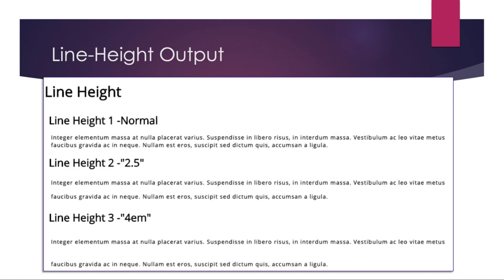So the definition of line height is that it sets the height of a line box. It's commonly used to set the distance between lines of text. The normal one looks normal. Then we have the second one where we were using unitless, or a number, in this case 2.5. This used value is the unitless number multiplied by the element's own font size. Again, this is the preferred way to go.